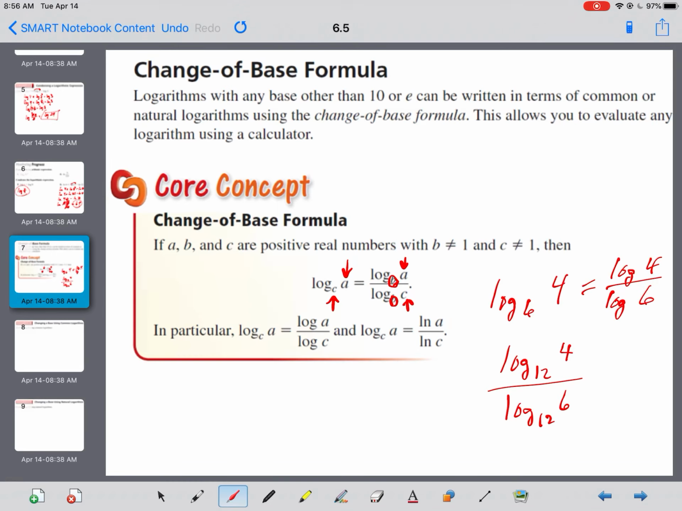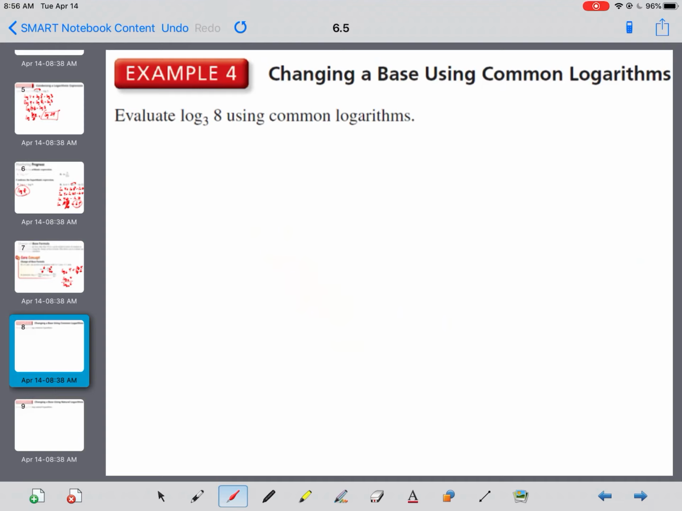Most of the time, people change it into regular old common log so that you can type it in a calculator, because even your basic scientific calculators have at least the regular log button, even though they can't do change of base. Okay? You take your main calculator on your phone, when you turn your phone sideways to scientific, it's got a log button. It doesn't have change of base like Desmos or the TI-84 does, but it does have a log button. So you just change it to log base 10, and then you can do your calculations.